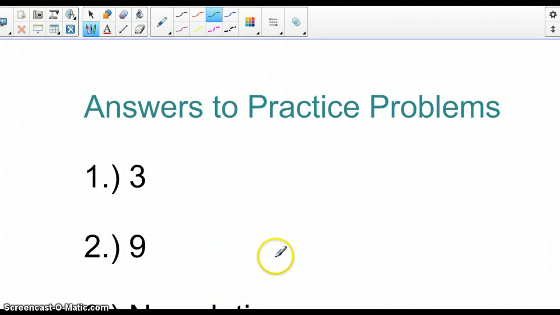Oh, for some reason this one got cut off. The third one is no solution.